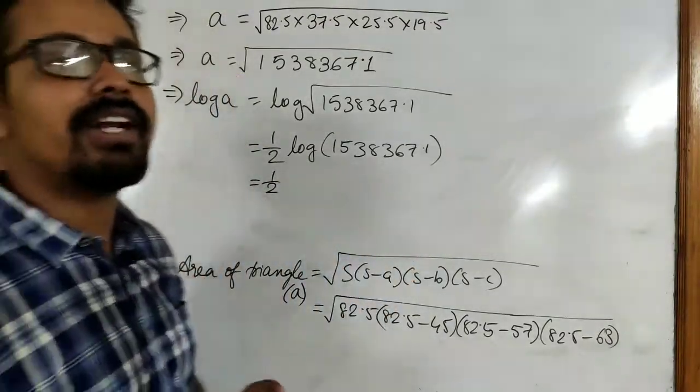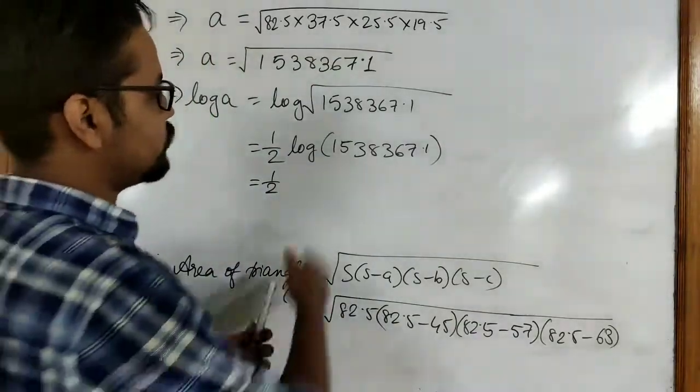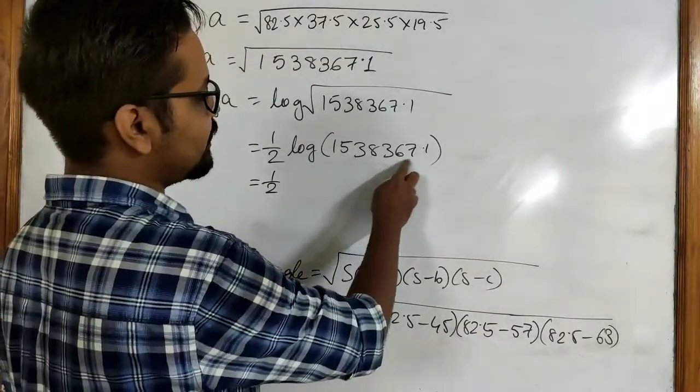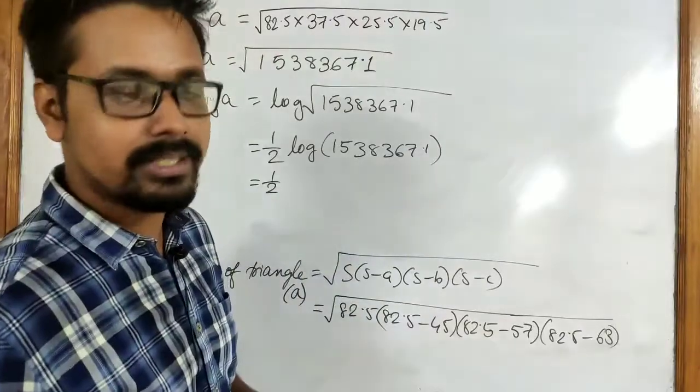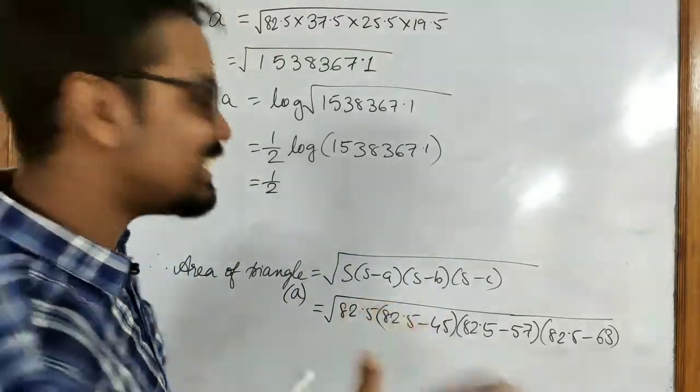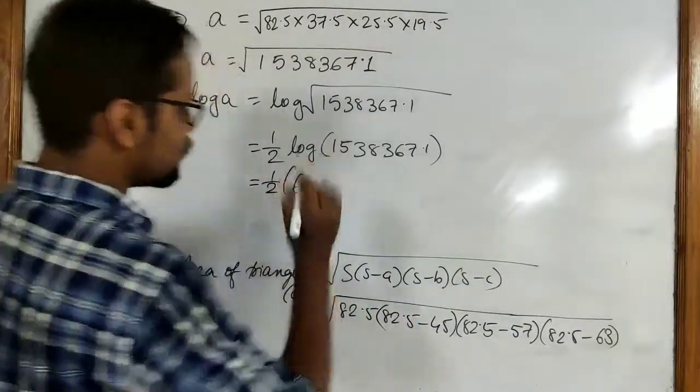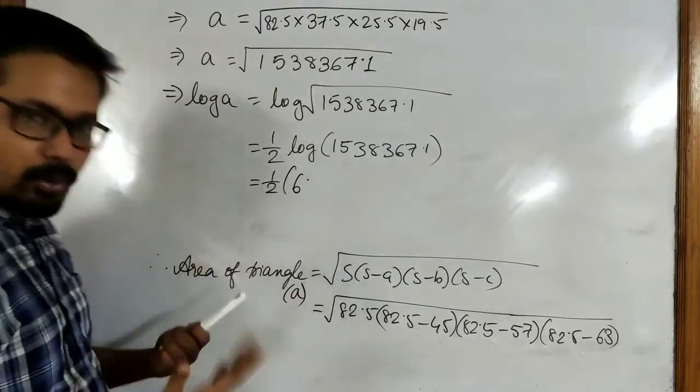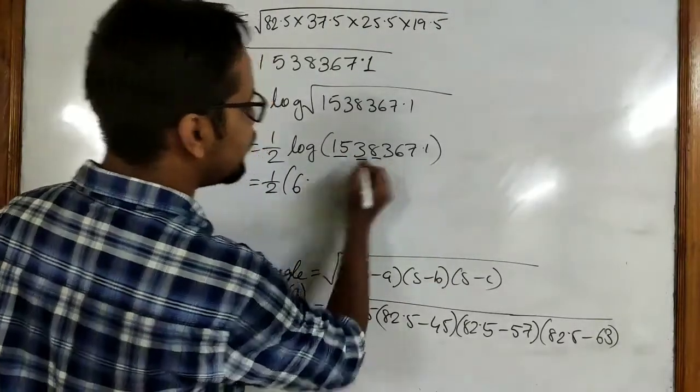So now we need to find the value of this. So first thing, we need to find the characteristic. What is going to be the characteristic? It is going to be 1, 2, 3, 4, 5, 6, 7 digits. 7 minus 1, that is n minus 1 will give us the characteristic. It is 6. So characteristic will be 6. So the answer is 6 point something. What do we need to find? We need to find 15, 3 and 8.